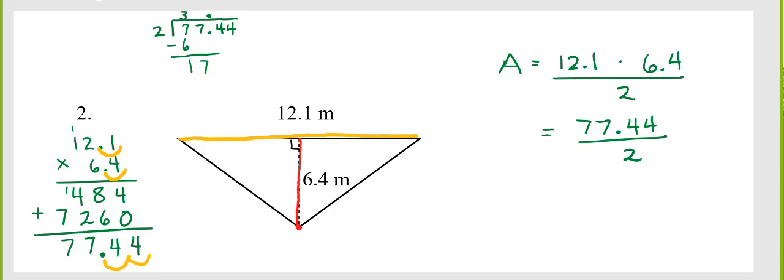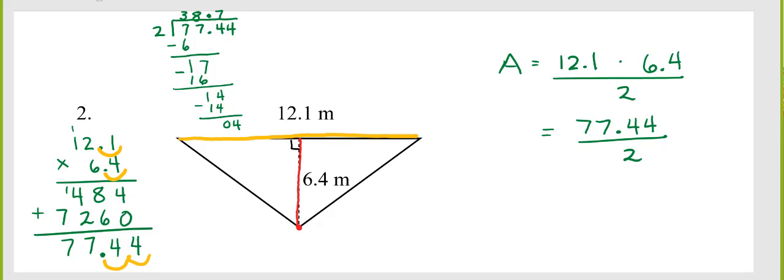2 goes into 17 8 times. 2 times 8 is 16. Do your subtraction. Bring down your 4. 2 goes into 14 7 times. 2 times 7 is 14. Do your subtraction. 0. Bring down your 4.